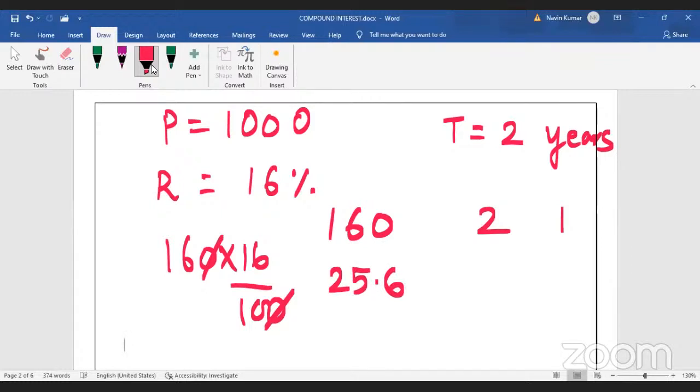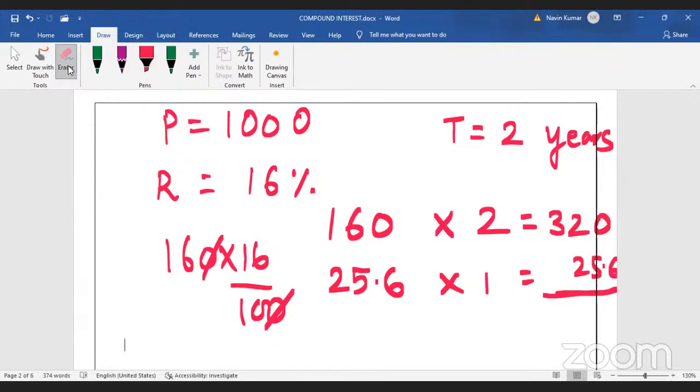हमने क्या किया? प्रिंसिपल का रेट परसेंट निकाला, जो आया उसका फिर रेट परसेंट निकाला, वो यहाँ लिख दिया. I'm going to multiply this first one with 2 and this second one with 1 and then add everything. तो ये कितना हो जाएगा? 320. और ये कितना हो जाएगा? 25.6. Now add everything. That is your answer. That is compound interest.